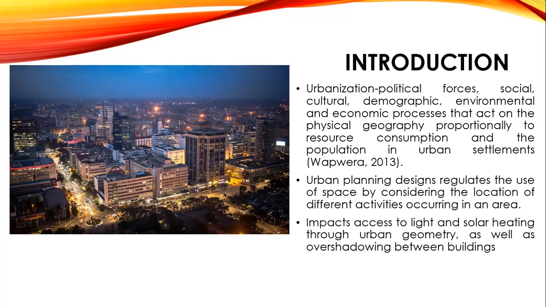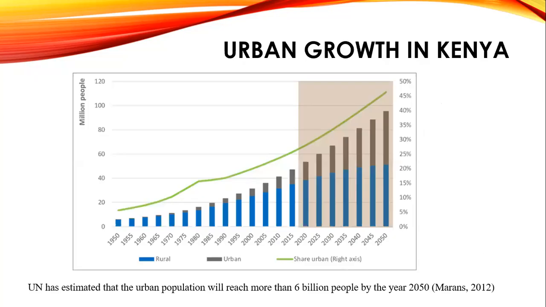Why? Because the way we plan our cities tends to affect lighting and solar heating, because of urban geometry. Depending on the way the cities are developed, if there's not much lighting, people will always have their lights on during the day instead of making use of natural lighting. So, urban growth in Kenya.